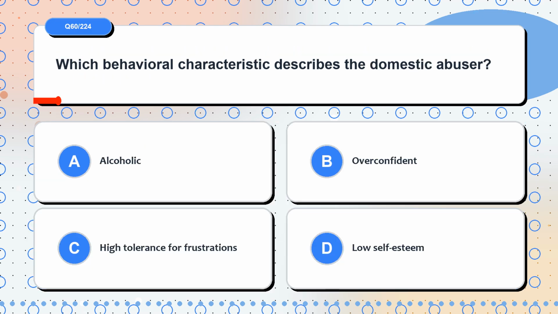Question 60. Which behavioral characteristic describes the domestic abuser? Here are the options. Option A, alcoholic. Option B, overconfident. Option C, high tolerance for frustrations. Option D, low self-esteem.